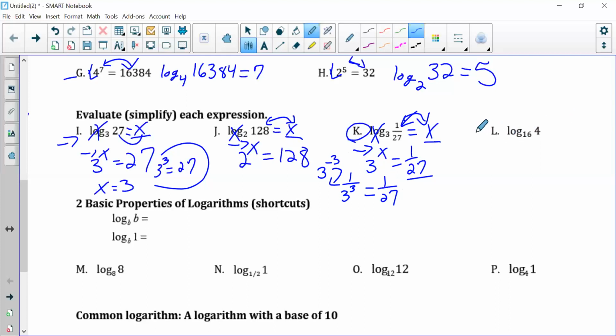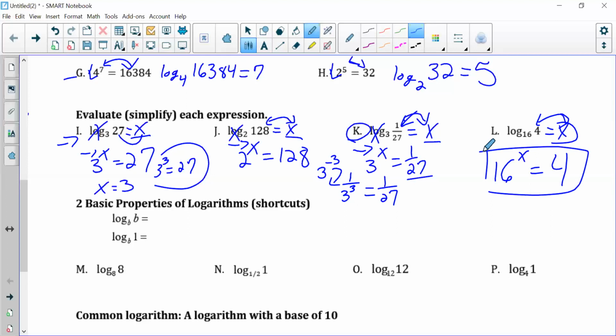All right, then let's look at L. Once again, log base 16 of 4 is equal to x. Switch these places. This becomes an exponent. So 16 to the x power equals 4. Once again, more on how to solve these in a later lesson.